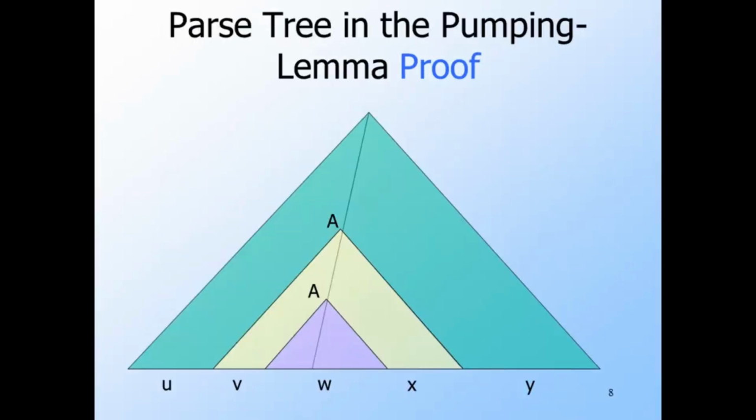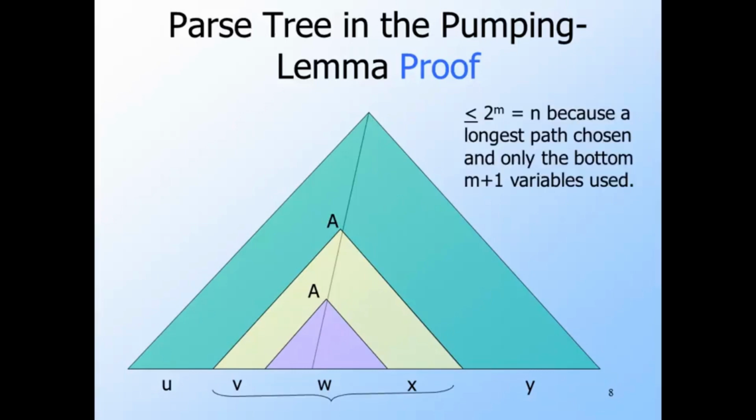Here's a picture of the parse tree for z. We've shown the path we've focused on and the lowest repeating variables along that path. The purple tree is rooted at the lower A, and the yellow tree, with the purple tree within it, is rooted at the upper A. Let w be the yield of the purple tree. v and x are the portions of the yield of the yellow tree that precede and follow w, respectively. And let u and y be the portions of z that precede v and follow x, respectively. Let's look at the yellow.